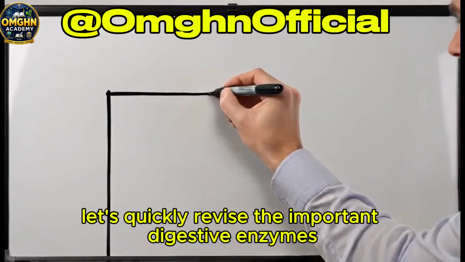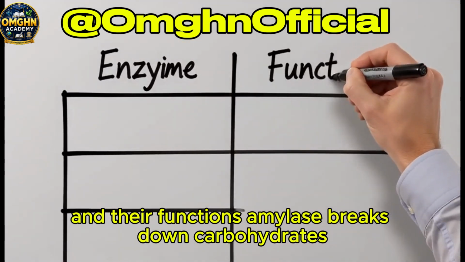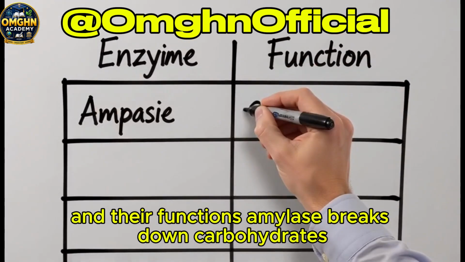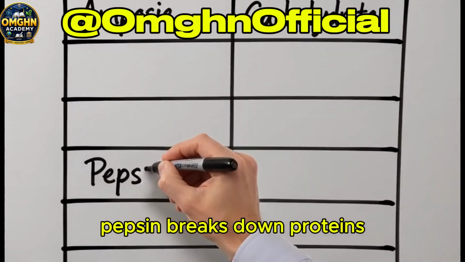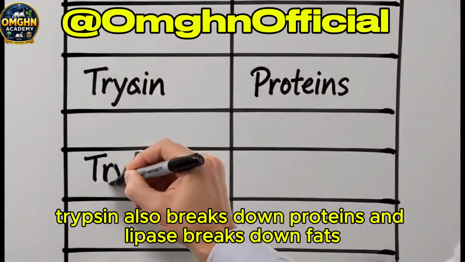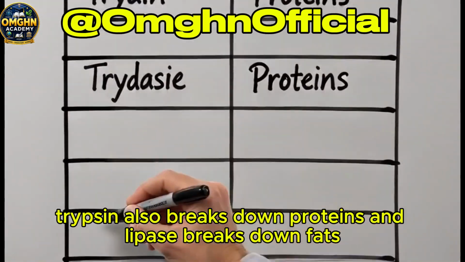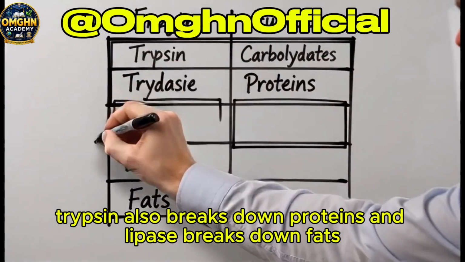Let's quickly revise the important digestive enzymes and their functions. Amylase breaks down carbohydrates. Pepsin breaks down proteins. Trypsin also breaks down proteins. And lipase breaks down fats.